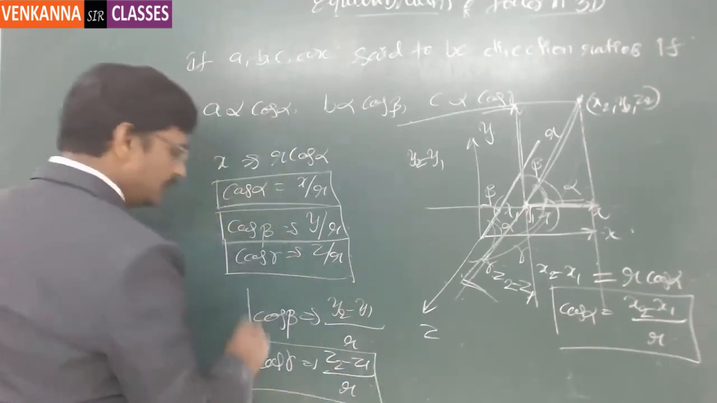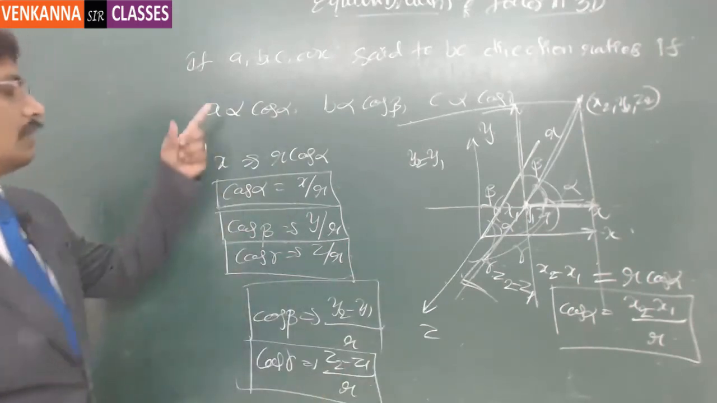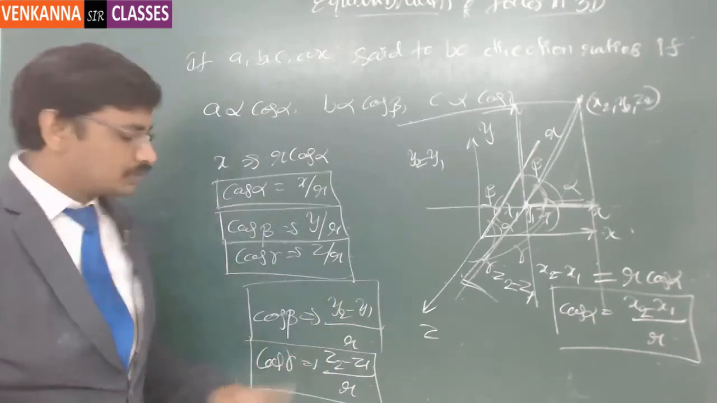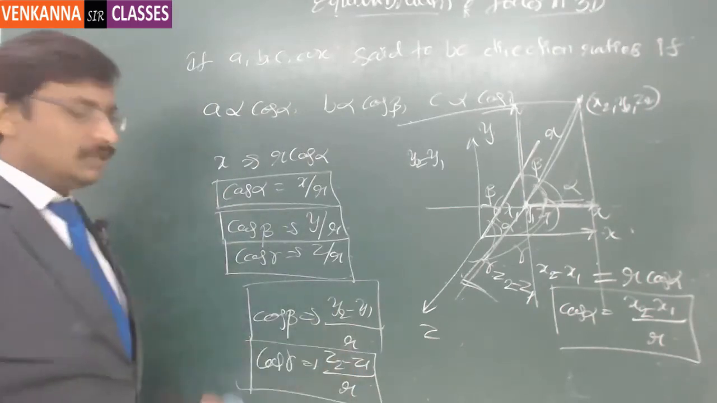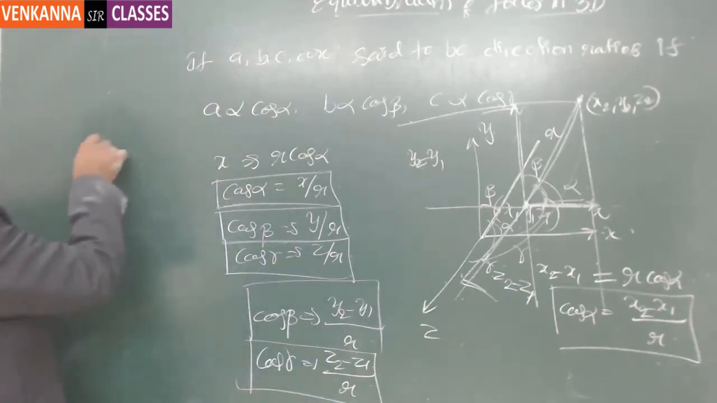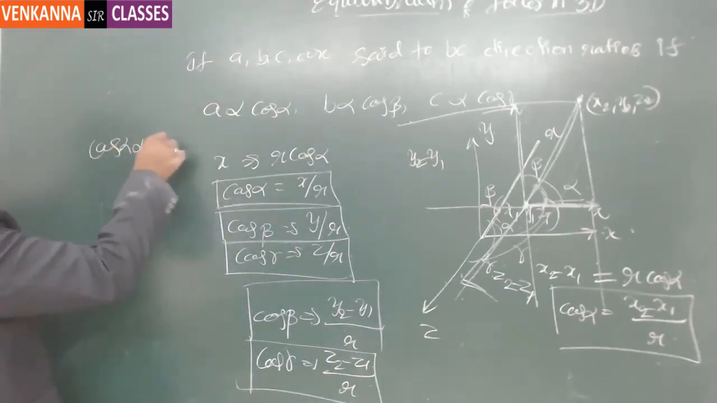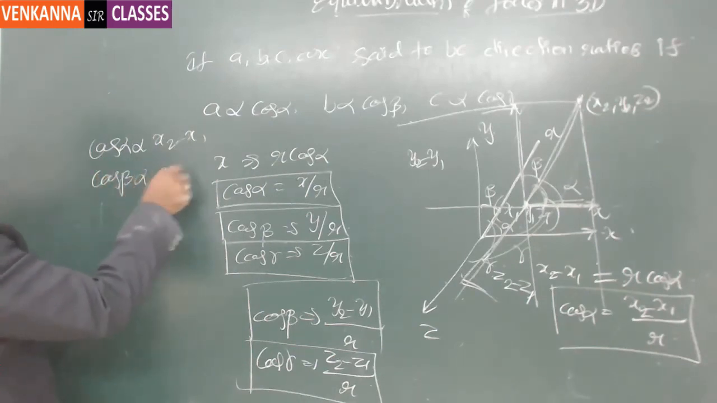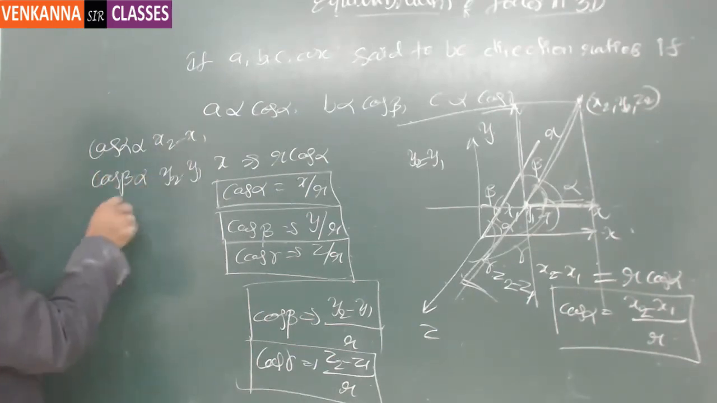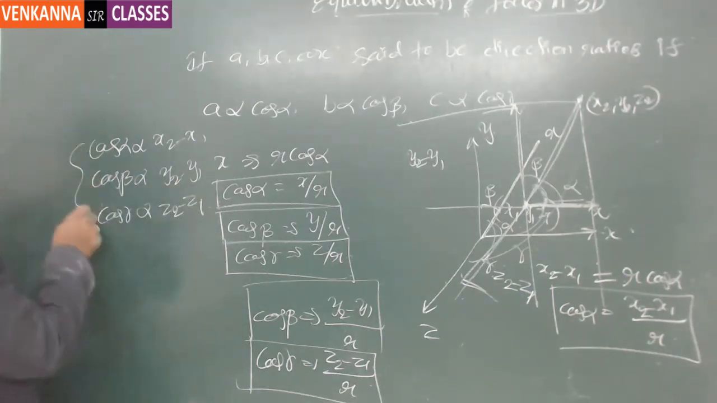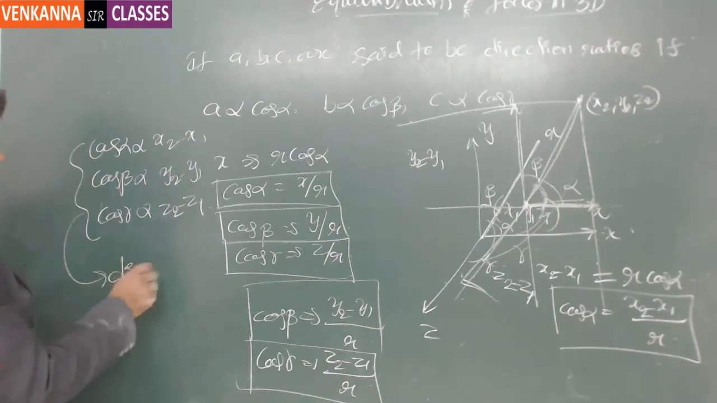So these A, B, C values I am talking about, which are the direction cosines, are proportional, if r is constant, because r is there in all the expressions. Then cos alpha is proportional to x2 minus x1, cos beta is proportional to y2 minus y1, and cos gamma is proportional to z2 minus z1, and these values are called direction ratios.